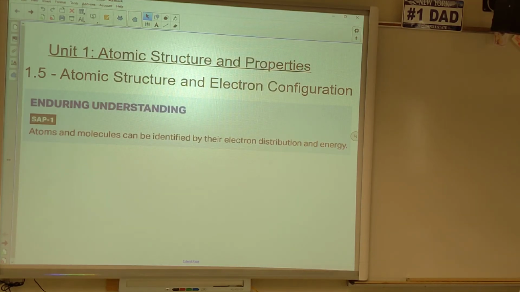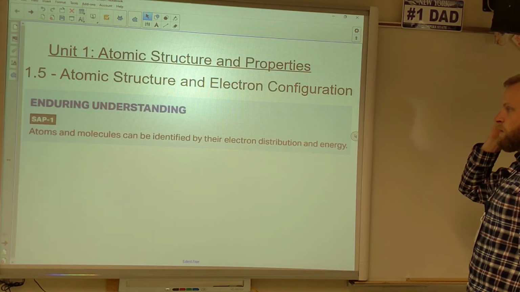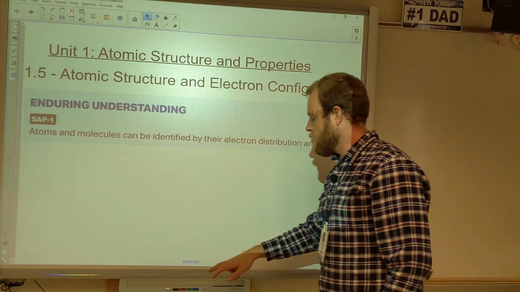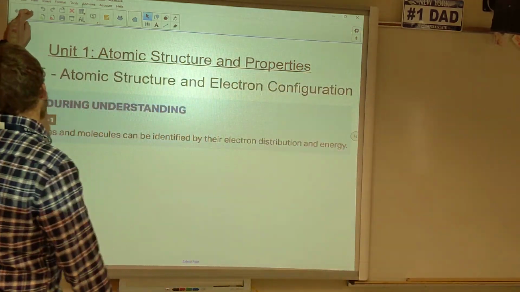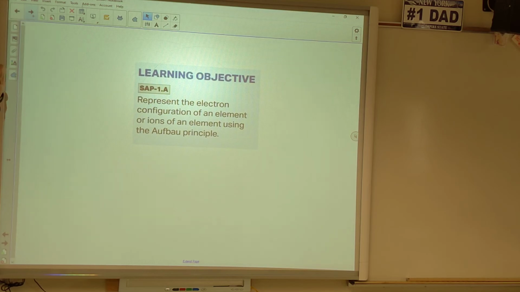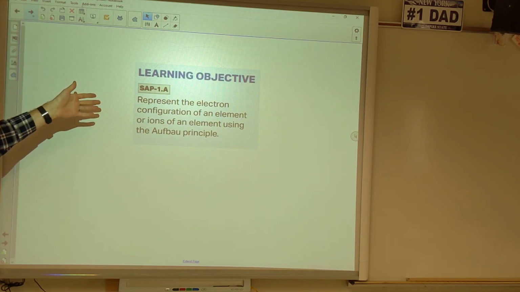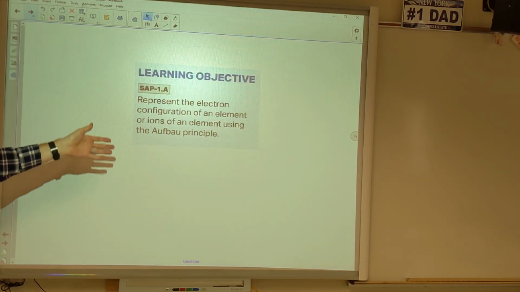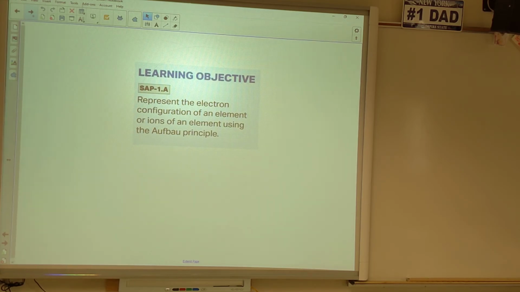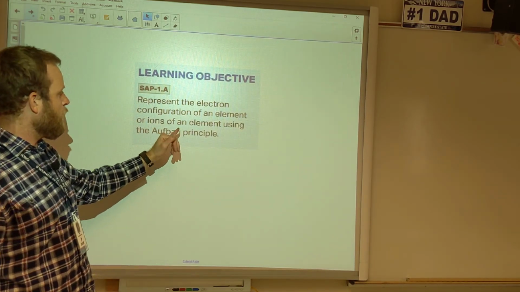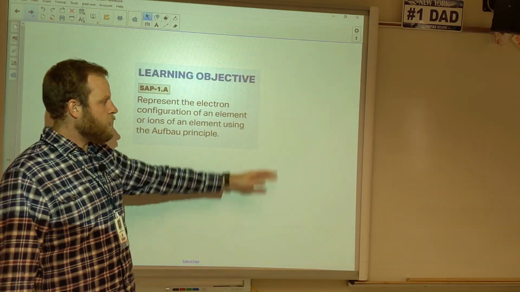Okay, now we're on 1.5, which is atomic structure and electron configuration. So we'll go through this quickly. Most of it's review from your first year of chemistry. The learning objective is to represent the electron configuration of an element or ions using the Aufbau principle. The Aufbau principle, it's German for "from the bottom," basically. So you start down here and you go up.